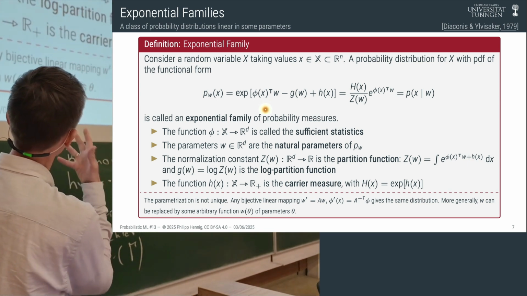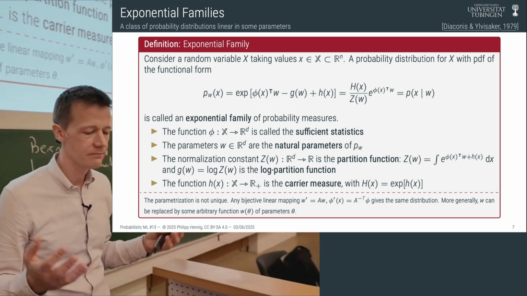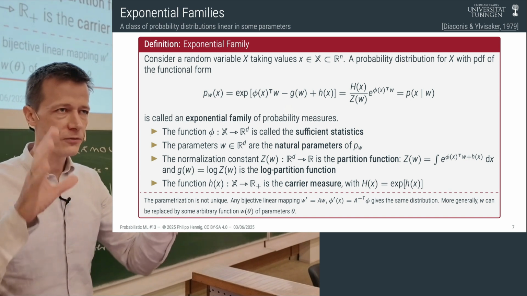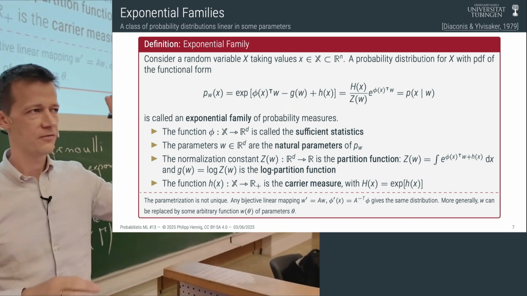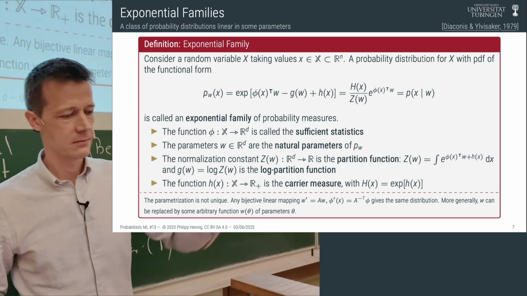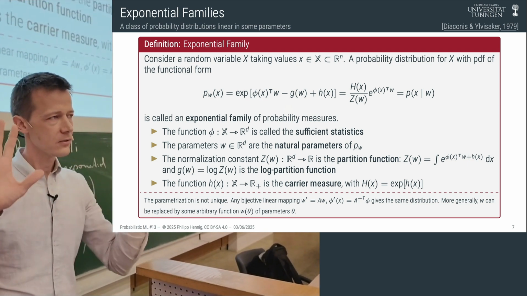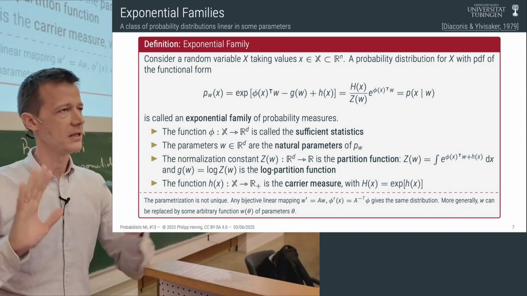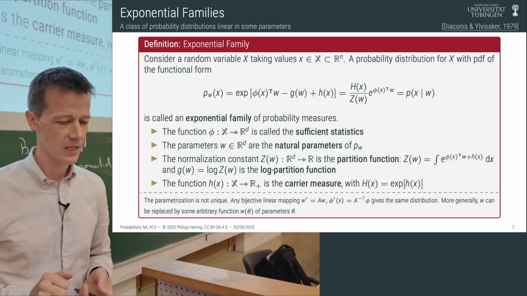And then, I know that at first when you see the structure for the first time, it looks really complicated. The main thing to focus your eyes on are the phi and the g. So phi, the sufficient statistics, and g, the log partition function. These two things mainly define the distribution, and they are the bits that we are going to be thinking about.